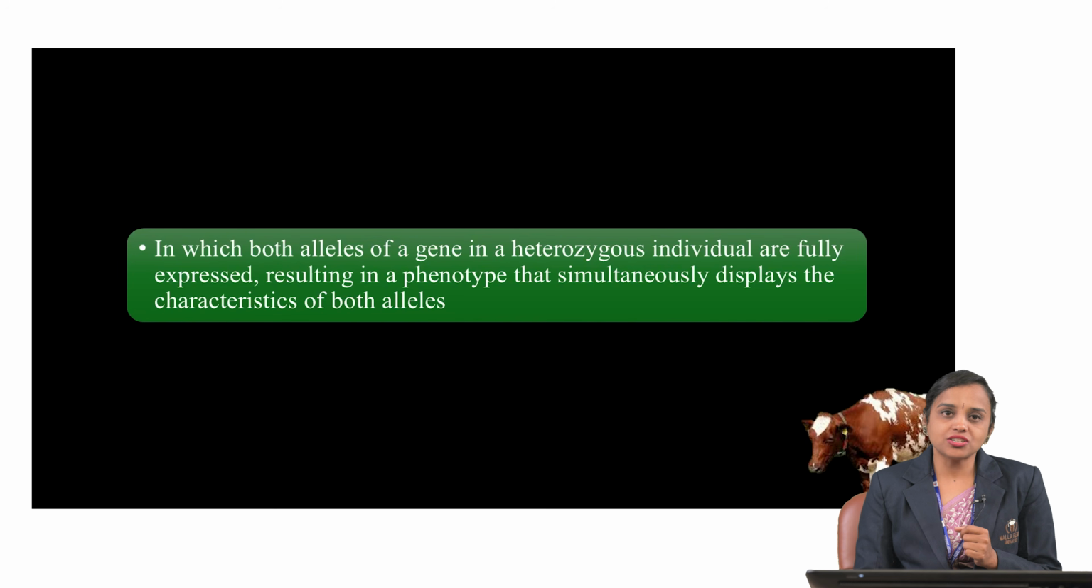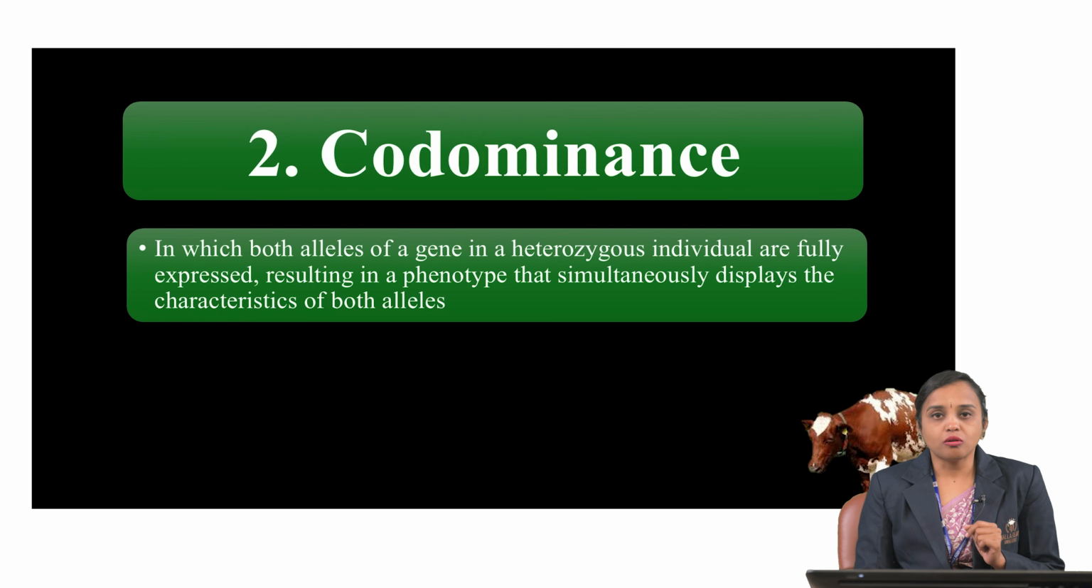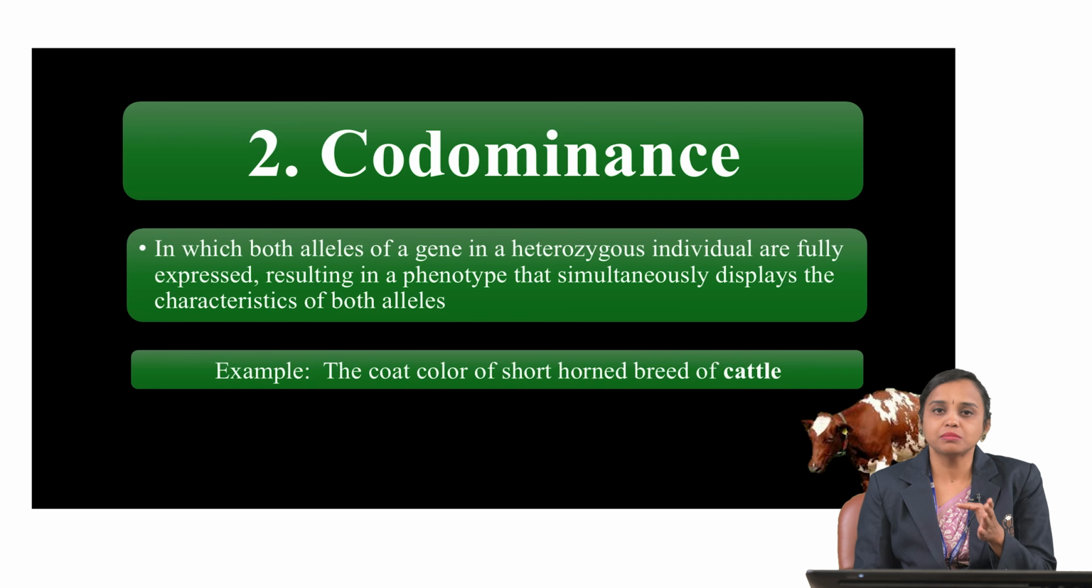So next is the condition in which both alleles of a gene in heterozygous individuals are fully expressed, resulting in a phenotype that simultaneously displays the characters of both alleles, which is called codominance. Unlike incomplete dominance, where traits blend, in codominance both parental traits appear side by side. A very good example is coat color in cattle.